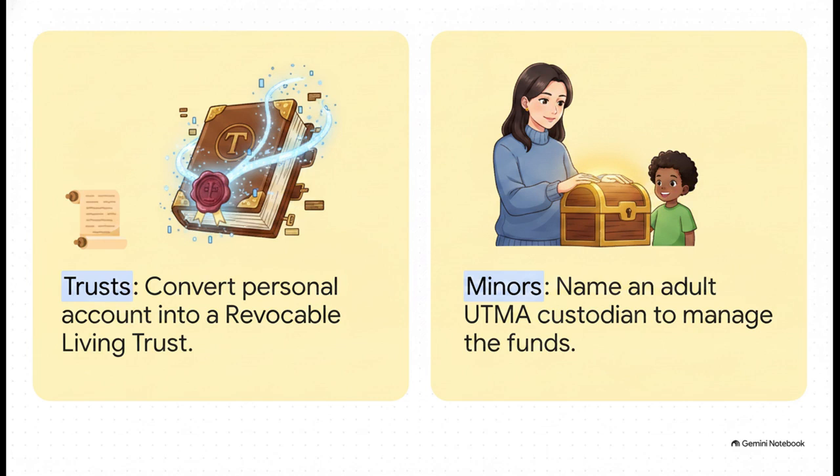And what about kids? Well, you technically can name a minor, but think about it. If you pass away, the bank can't legally just hand a massive check to a 7-year-old. So to avoid the court stepping in, you generally need to name an adult UTMA custodian to manage those funds until the child is legally an adult.